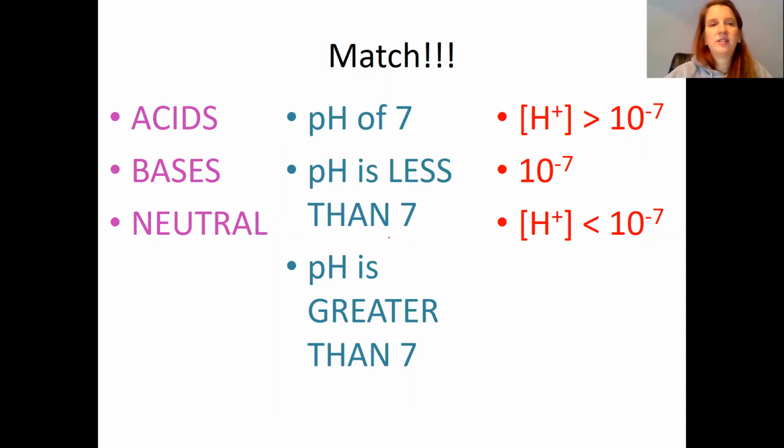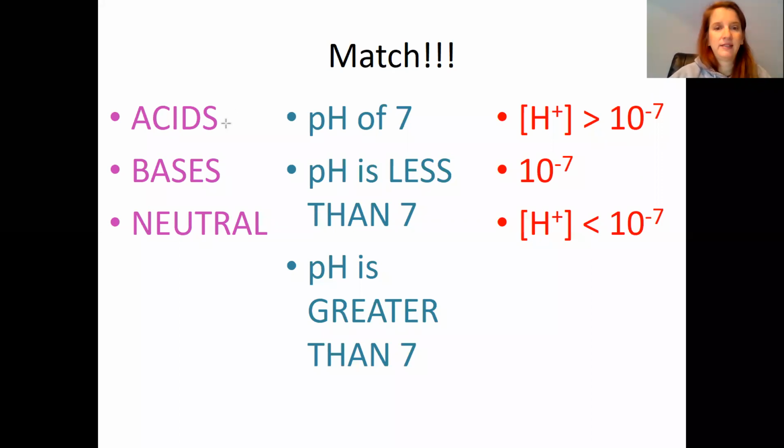We're just going to match this up right here to relate our hydrogen ion concentration and our pHs with acids and bases. We know that acids have a pH of less than 7. Bases have a pH that is greater than 7, and neutral substances have a pH of 7. All right?